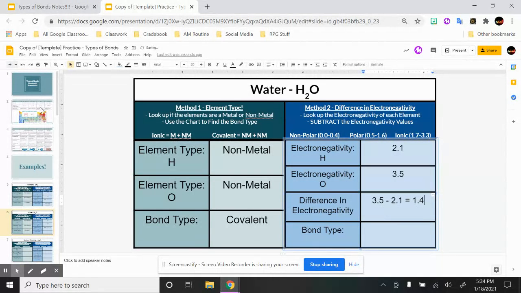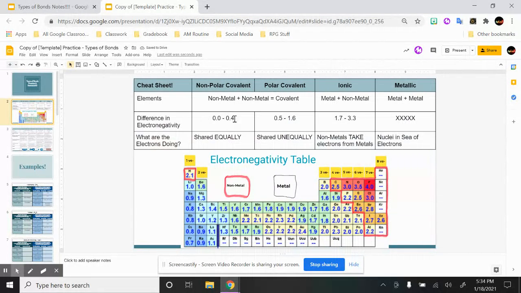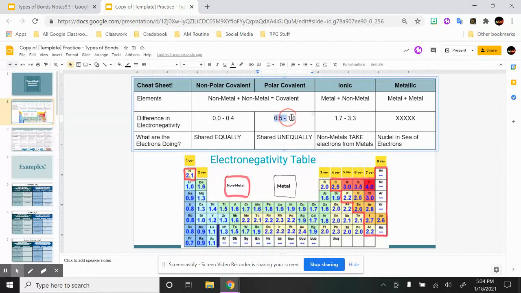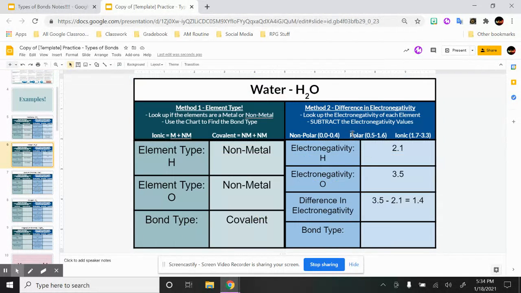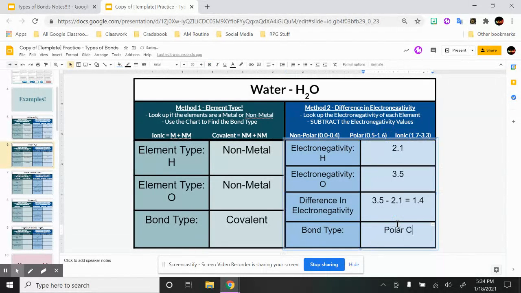So I'm going to go check my table. Nonpolar is 0.0 to 0.4, so it's not going to be that one. But 1.4 does fall in between 0.5 and 1.6. So this has to be a polar covalent bond. It falls into this range, so it's going to be polar covalent.